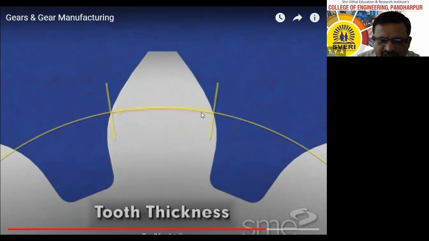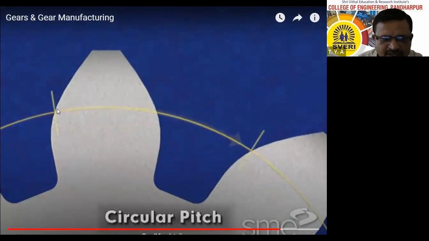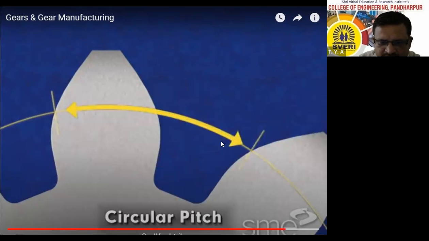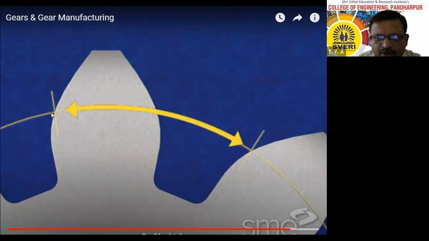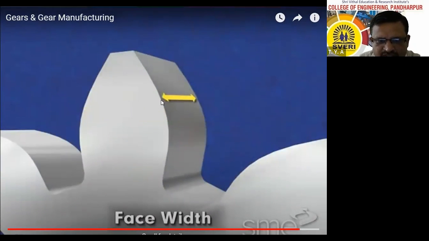This is the tooth thickness. The thickness or width of a gear tooth measured around the pitch circle is the tooth thickness. This is the circular pitch: the distance from a point on one tooth to the corresponding point on the next tooth, measured around the pitch circle. This is the face width.